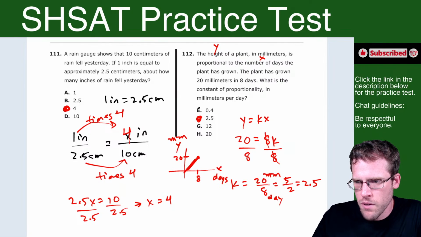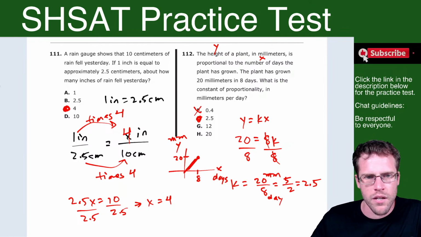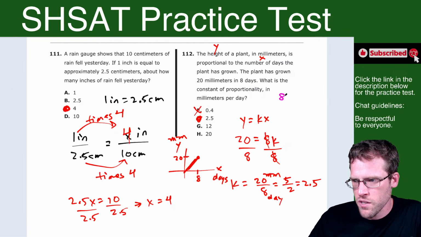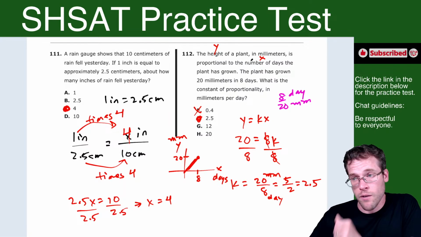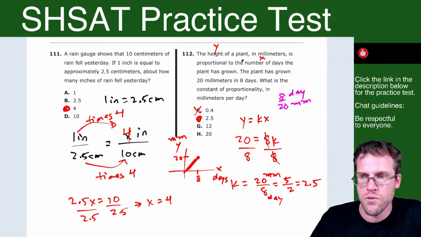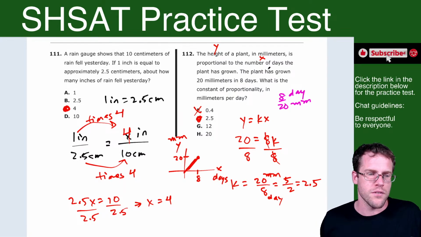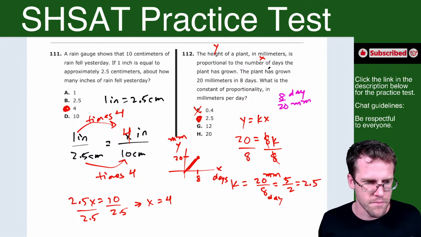A good answer, but a wrong one is this. That would be like someone who goes, oh, 8 over 20. But the problem with that is 8 represents days and 20 represents millimeters. So that would be, what is the constant of proportionality in days per millimeter? And in that, they would say the number of days is proportional to the height of the plant. So the order of things matters.